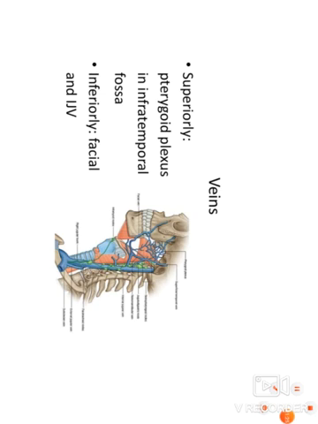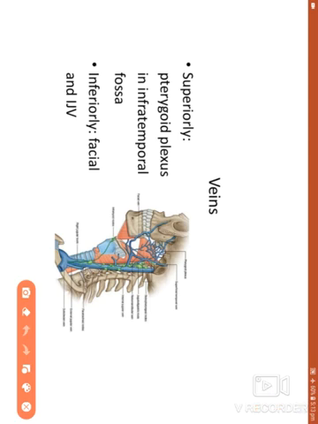Then the venous drainage. There are three sets of veins. The superior group of veins drains towards the pterygoid venous plexus. The middle group of veins drains into the facial vein. Then the lower group of veins drains into the internal jugular vein. So that's the venous drainage, through the pterygoid plexus, the facial vein, and the internal jugular vein.